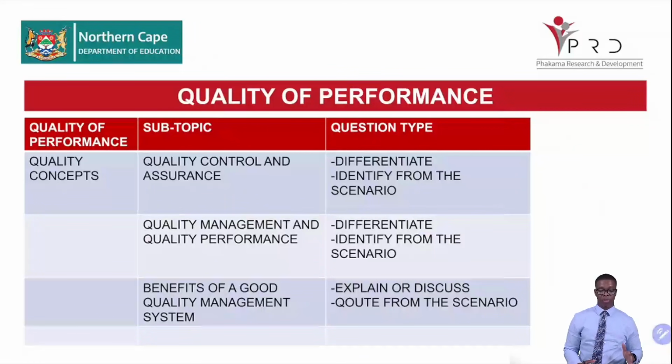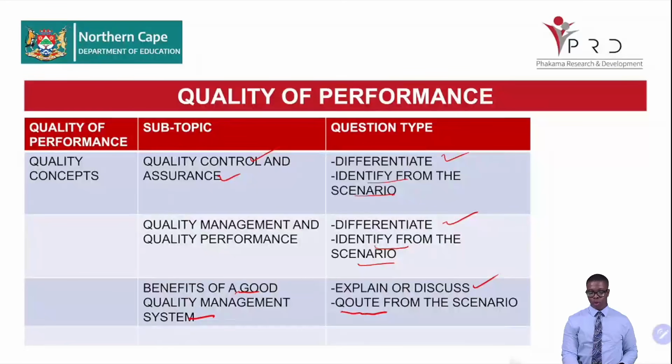Under quality of performance, you have quality concepts, you have quality control and assurance. You should know the differences between quality control and assurance and be in a position to identify them from the scenario. Quality management and performance, know the differences between the two and also be in a position to identify quality management and performance from the scenario. Then benefits of a good quality management system, be in a position to explain them or discuss them, or also be in a position to quote them from the scenario and explain other benefits that were not on the scenario.